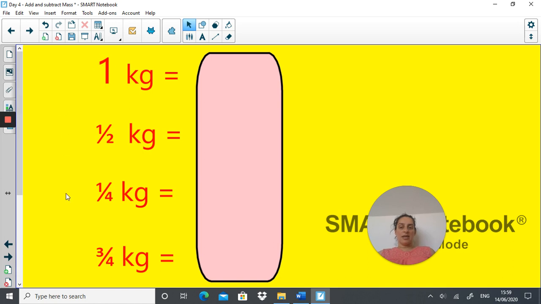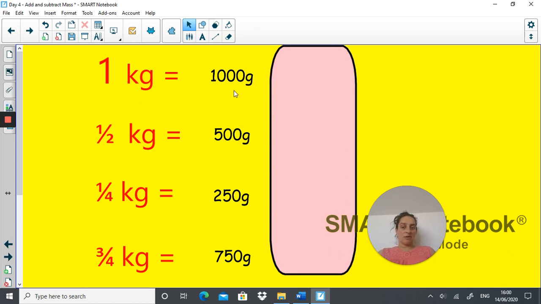So here we go. I think to help us, if you get stuck in the lesson trying to work out the fractions of a kilogram, come back to this page or rewind the video to this page to remind ourselves. So what are these in grams?